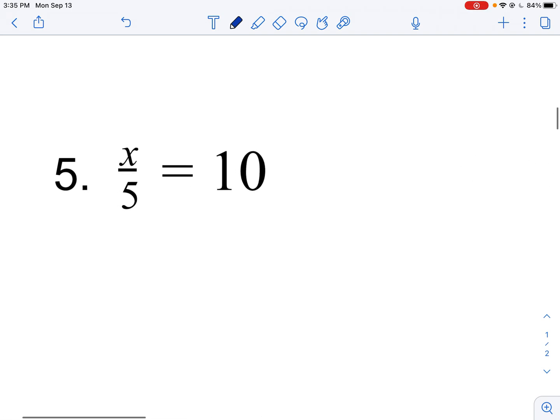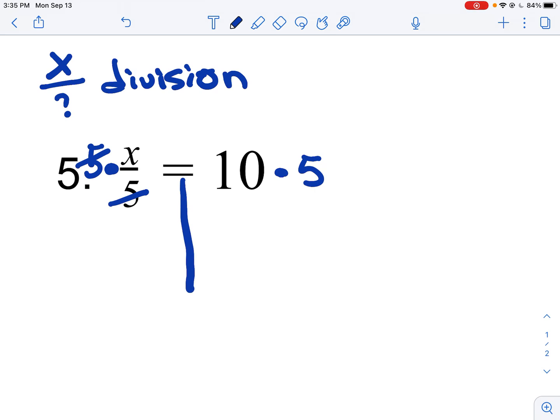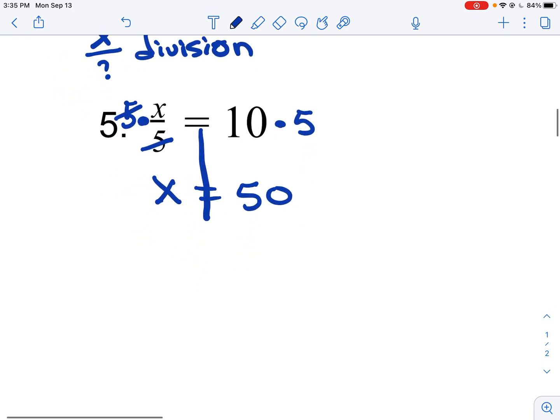On this one, right now, this is division. Anytime you have a variable over a number, this is division. So the opposite or the inverse operation would be multiplication. So I'm going to multiply both sides of the equal sign by 5. This 5 cancels with this 5. Oops, I forgot to do that. So I'm left with X on the left. 10 times 5 is 50.